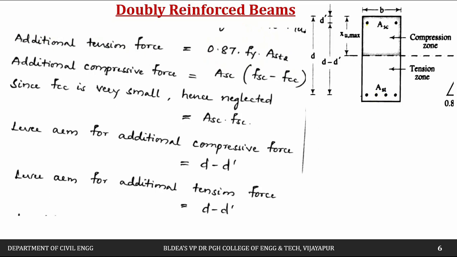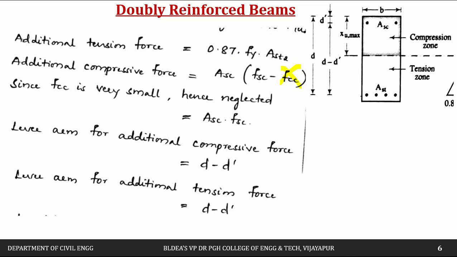Then next, due to this additional compressive reinforcement, again the same thing, stress multiplied by area. The area of steel provided at the top is ASC, multiplied by the stress, that is FSC minus FCC. The concrete can also have compressive stress, FCC, but as this is very much lesser, we can neglect this value.